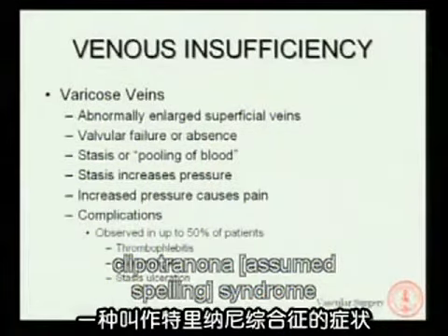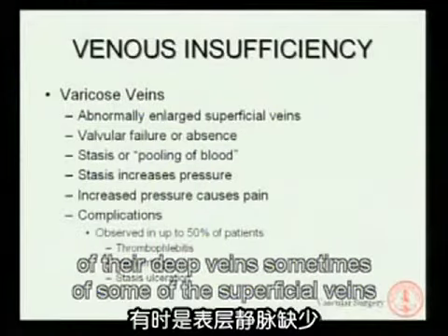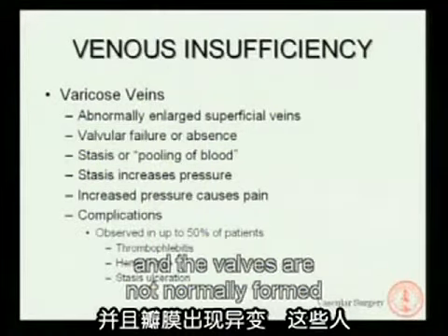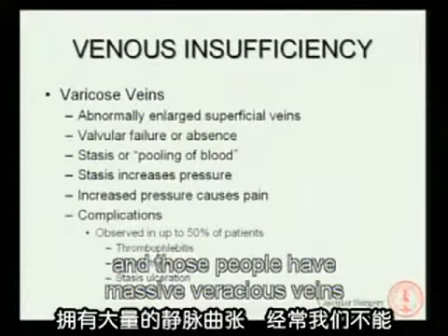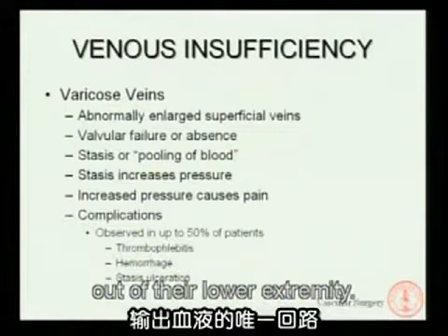Klippel-Trenaunay syndrome, where they have congenital absence of some of their deep veins, sometimes with some of the superficial veins, and the valves are not normally formed, and those people have massive varicose veins, and oftentimes we can't treat those because they're really the only return they have out of their lower extremity.